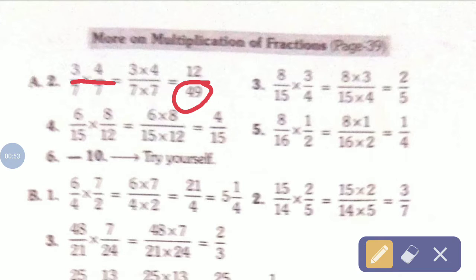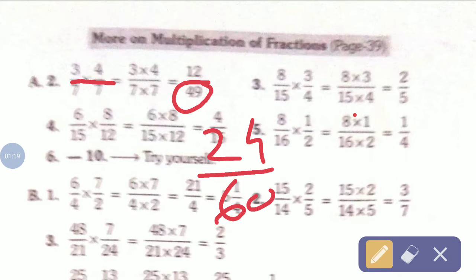Now we will see the third sum, 8 upon 15 and 3 upon 4. That is 8 multiplied by 3 upon 15 multiplied by 4. So you will get the answer here as 8 3s are 24 and 15 4s are 60.